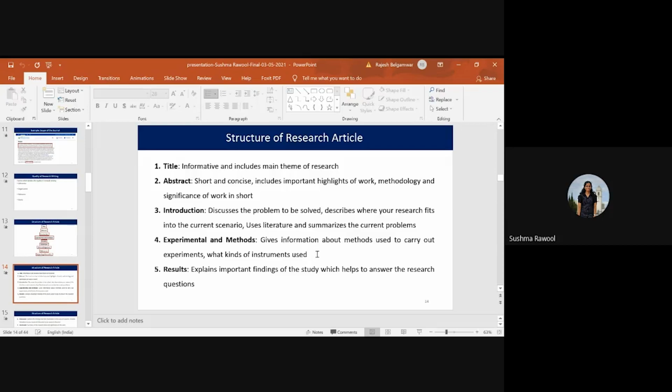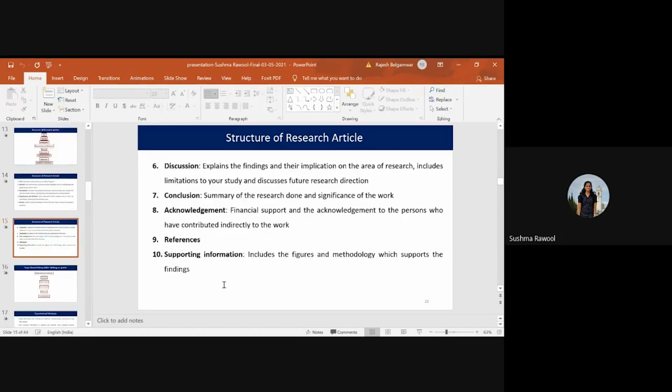Next is the experimental and methods. It gives you the information about how the author has carried out certain experiments, what kind of instruments they have used. Then the results: after doing some experiments, you will get some data. You will present the data in figures and table format. In the results section, we explain each data point, even how the trend is varying, or if you are recording a particular XRD (X-ray diffraction) pattern and getting a particular peak, what it corresponds to. Only that much will be there in results.